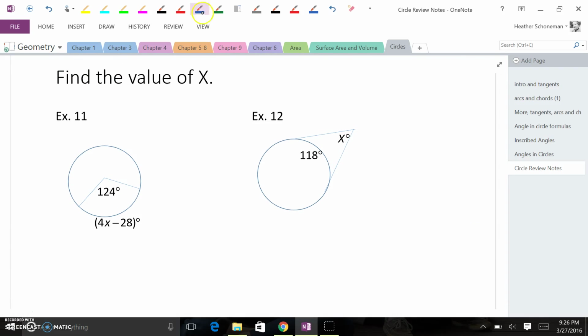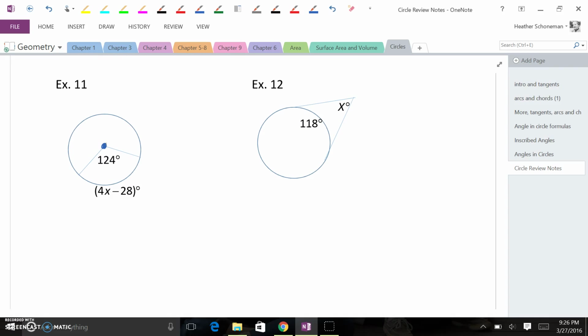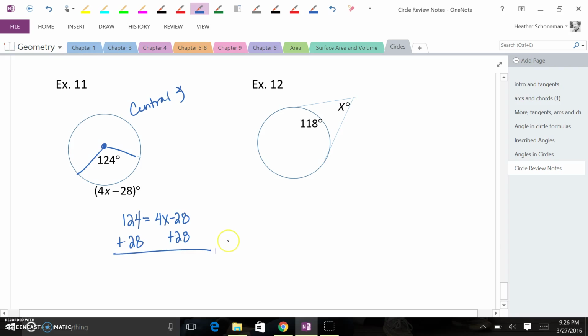Okay, 2 more. Example 11, the vertex is on the circle. So when it's on the circle and formed by 2 radii, this is a central angle. And when it's a central angle, the angle equals the arc, which is 4x minus 28. So to solve, we're going to add 28 to both sides. So 124 plus 28 is 152. So we get 152 equals 4x. We divide by 4, so x equals 38.